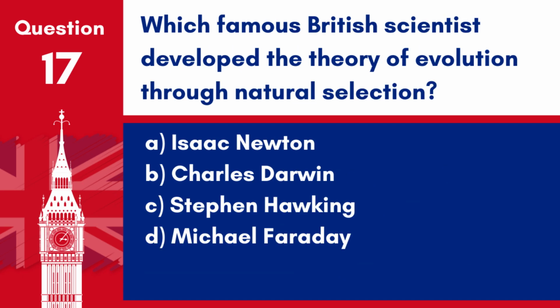Question 17. Which famous British scientist developed the theory of evolution through natural selection? A. Isaac Newton. B. Charles Darwin. C. Stephen Hawking. D. Michael Faraday. Answer B. Charles Darwin. Charles Darwin developed the theory of evolution through natural selection, profoundly changing the scientific view on the natural history of life.